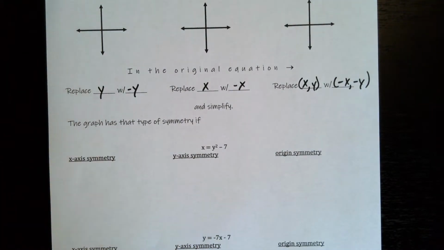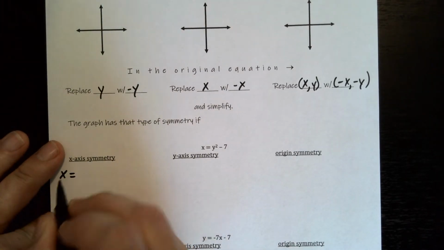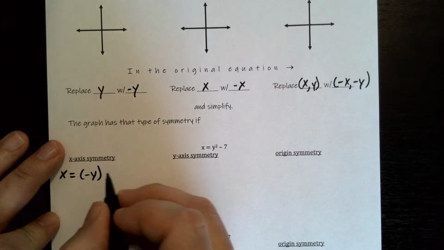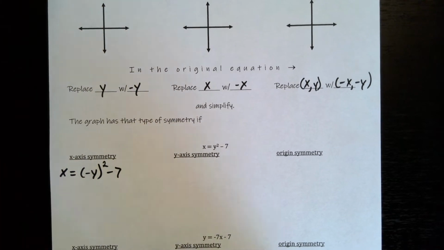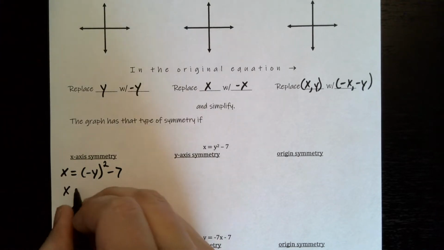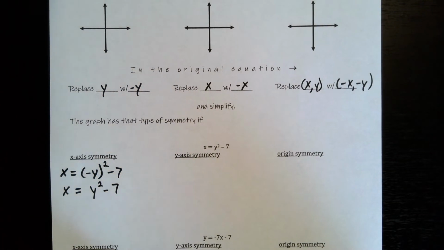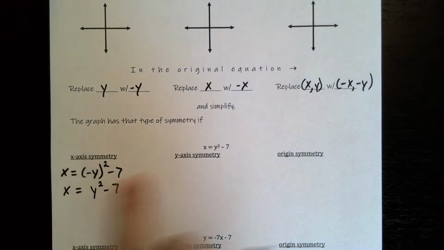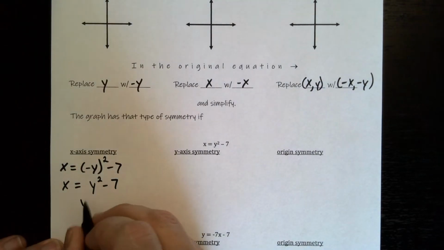Well, first let's test for x-axis. We're going to replace y with negative y. So we get x is equal to negative y squared minus 7. Now what happens when we square this negative y? Well, when you square something negative, a negative times a negative becomes a positive. So this becomes x is equal to y squared minus 7. The negative goes away because it gets squared out. So we get the same thing back that we started with. When we replaced y with a negative y, we came back with the same thing. So this means it does have x-axis symmetry.